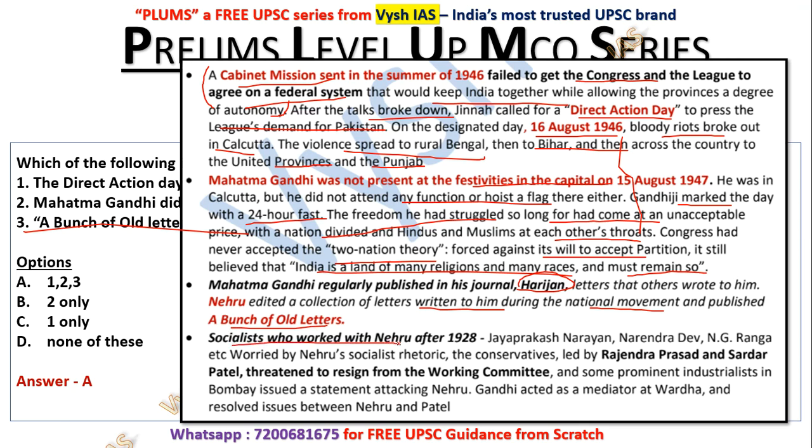Then the socialists who worked with Nehru after 1928 are these people: J.P. Narayan, Narendra Dev, N.G. Ranga. Worried by Nehru's socialistic rhetoric, the conservatives led by Rajendra Prasad and Sardar Vallabhbhai Patel threatened to resign from the working committee. And some prominent industrialists in Bombay issued a statement attacking Nehru. Gandhi acted as a mediator at Wardha and resolved issues between Nehru and Patel. So this is just a story which they have given in NCERT.